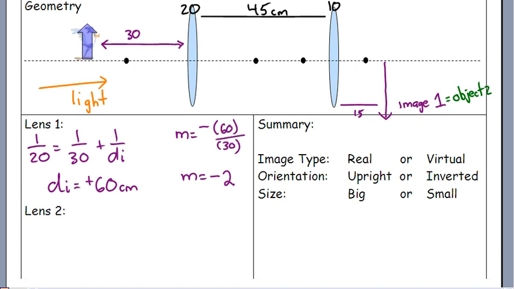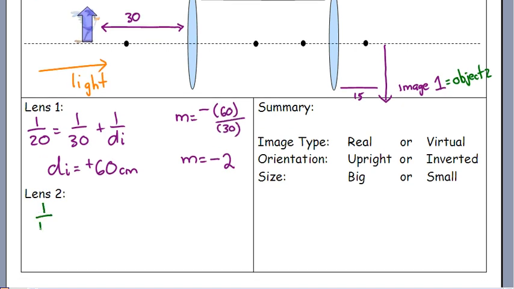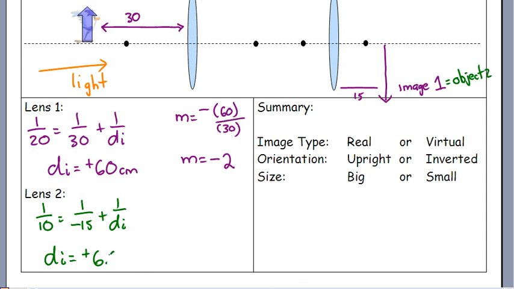So for lens number two, we've got 1 over 10 is equal to 1 over negative 15 plus 1 over di. And that's okay. We can put a negative object distance in and let the math run with it. In this case, the math actually comes back with a positive answer. Doesn't always do that, but this time it did. Positive 6. That's a little low on sig figs there. Some people say 6.0. Check out my magnification. I would have the opposite of 6 divided by negative 15, and that magnification ends up being a positive 2/5.